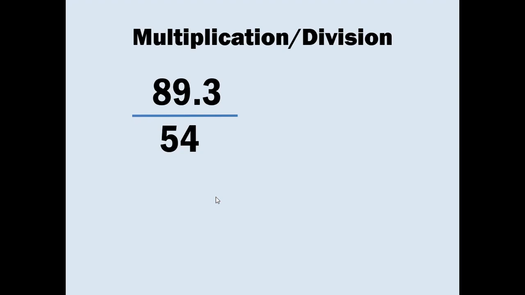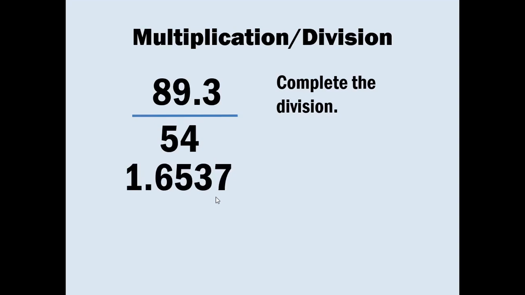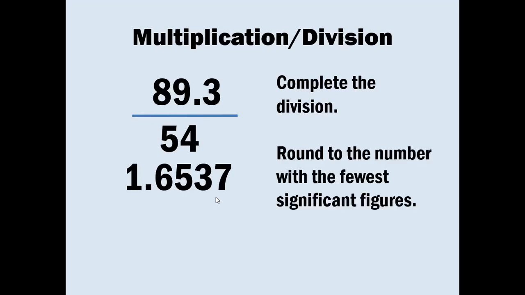89.3 divided by 54. Again, we're going to complete our division. And now we're going to round our answer to the value that has the fewest significant figures. Again, our top number, 3, our bottom number, 2. And so our answer can only have 2 significant figures. We're going to round the 1.6537 up to 1.7.